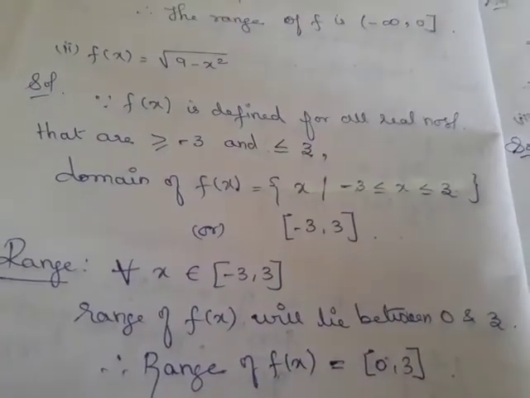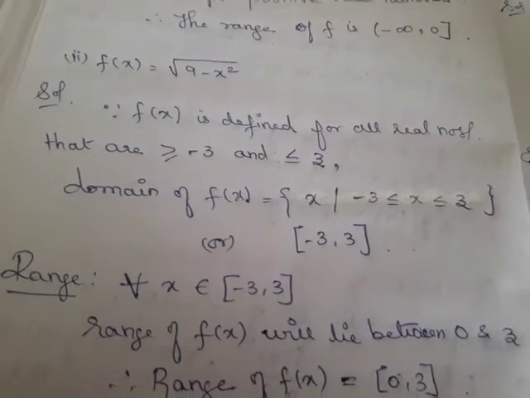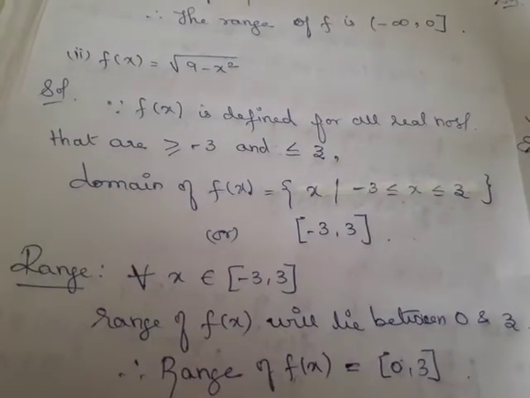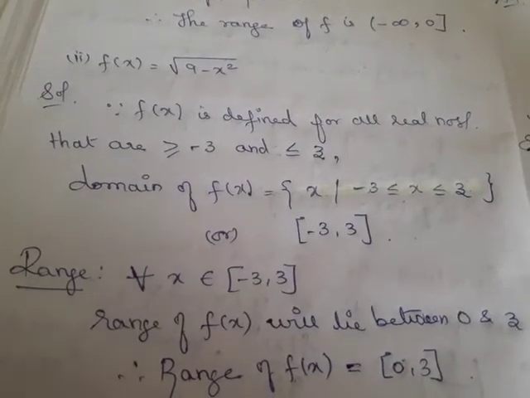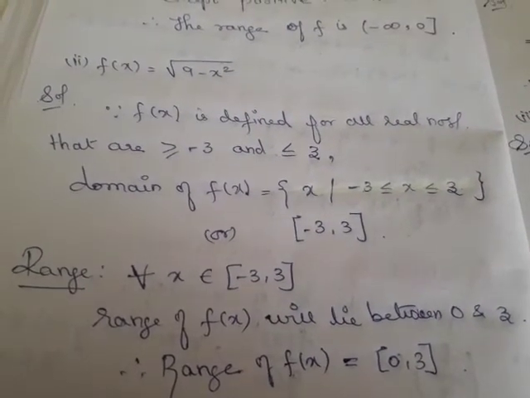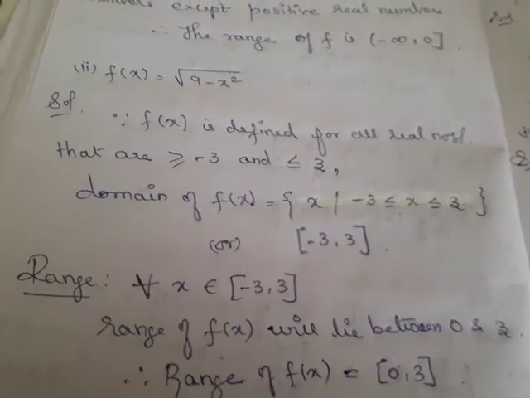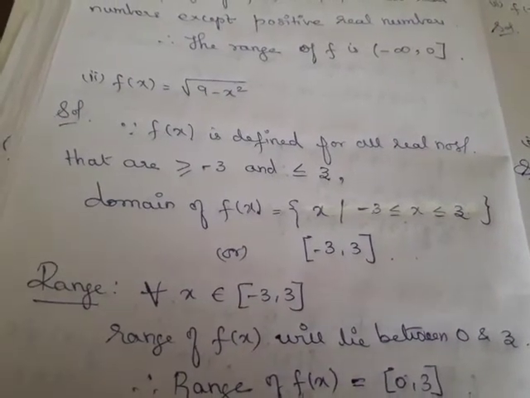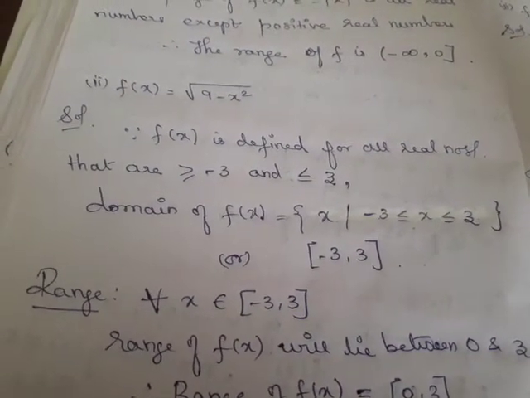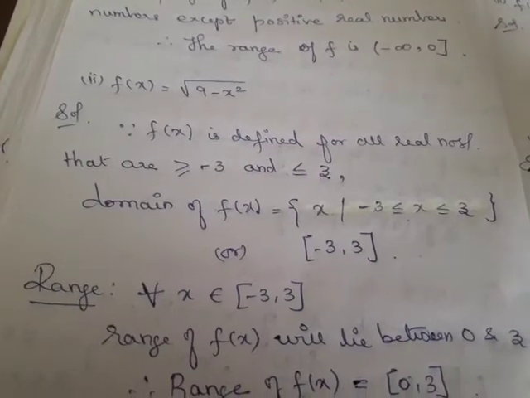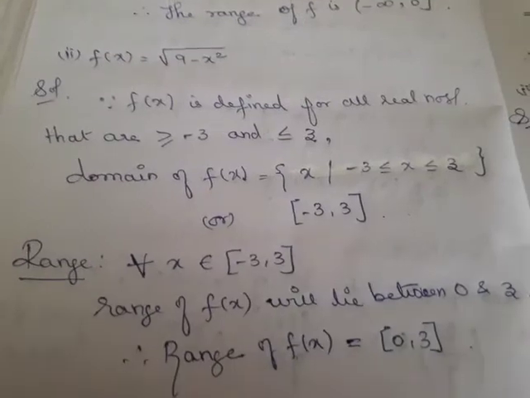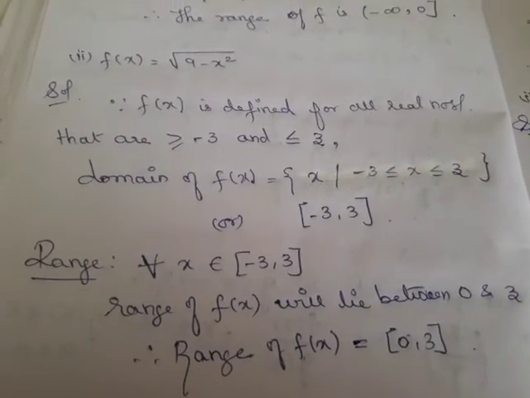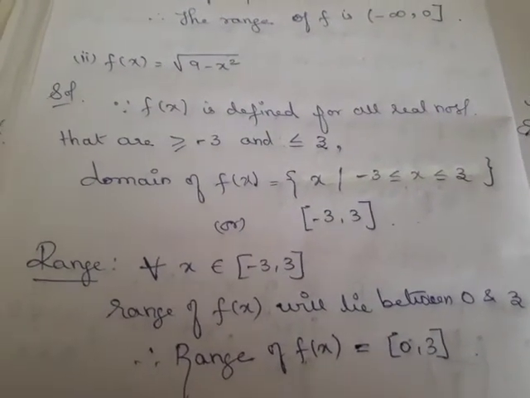Because we know when it becomes a function, no element in the domain should be left without any image. Every element in the domain should have an image, right? So we have to restrict our domain. Every function will have its own restricted domain. The function cannot be defined for all real numbers. So that's why they asked you to find the domain and the range, right?